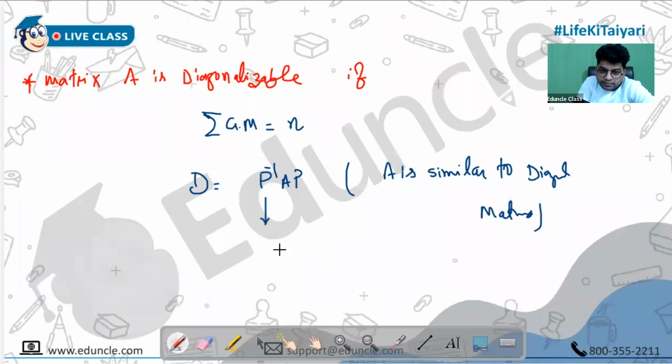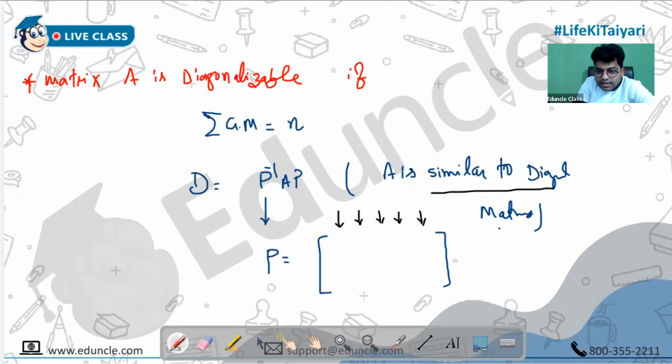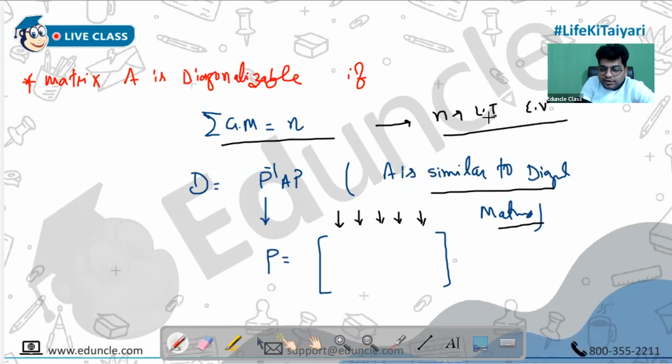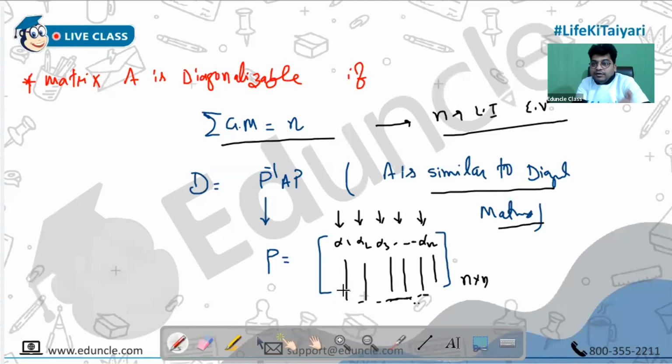What is P? P is a matrix formed by all linearly independent eigenvectors. See, you are saying the geometric multiplicity is n, it means you have n linearly independent eigenvectors. Yes or no? You have n linearly independent eigenvectors like alpha 1, alpha 2, alpha 3 up to alpha n. Put all these in column-wise. Then you can say, okay, this is the P matrix, if you are saying this is diagonalizable. Am I clear? Yes or no?